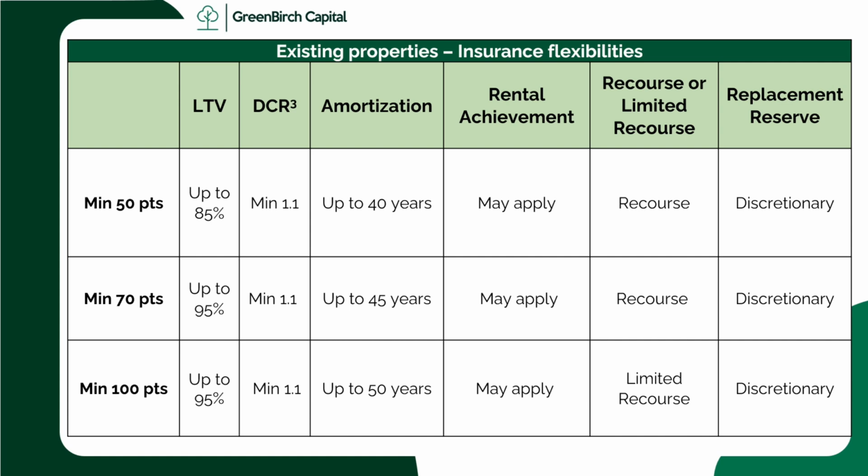Finally, getting 100 points for existing properties in the MLI Select program will also give you 95% leverage. And the big difference here is that you can get up to 50-year amortization if the building supports it by way of a remaining useful life. And also, you may be eligible for limited recourse in the event you have a borrowing company that has a net worth of 25% of the loan amount being requested.